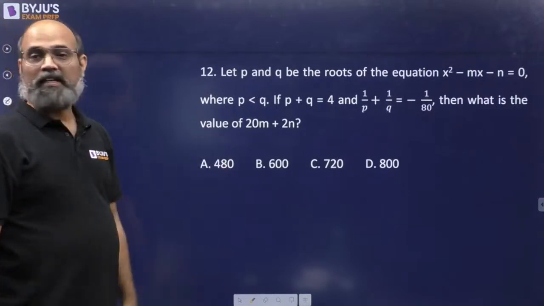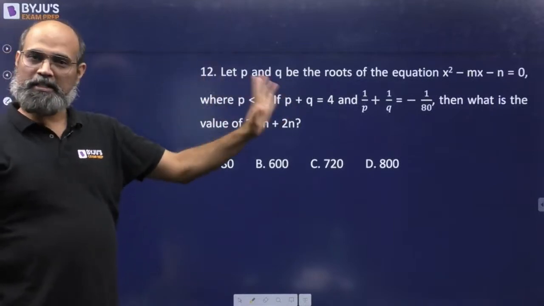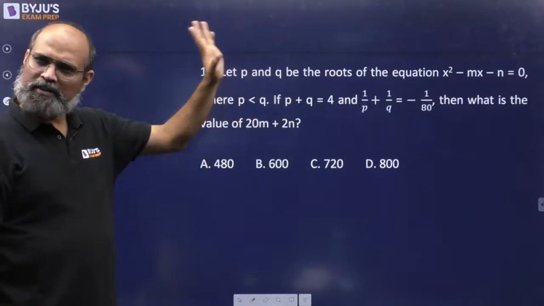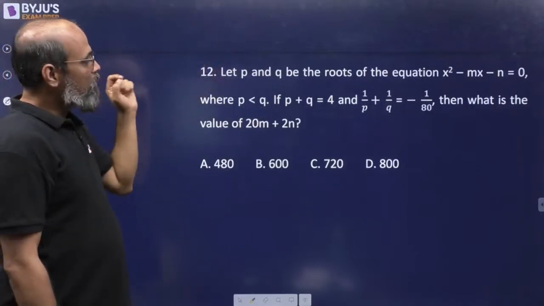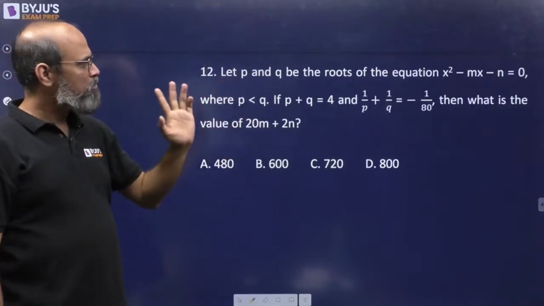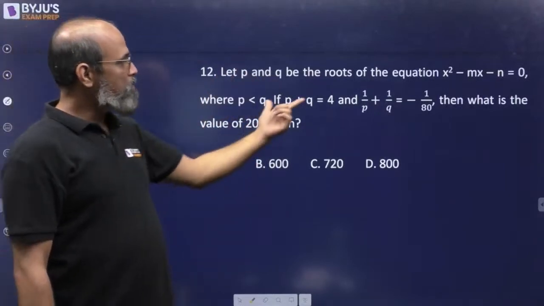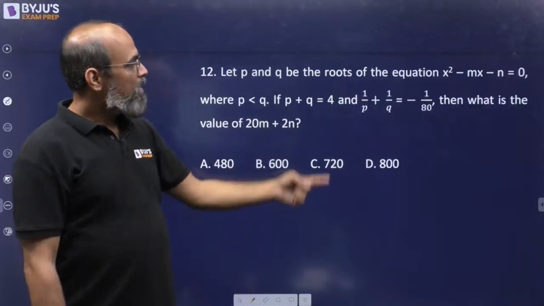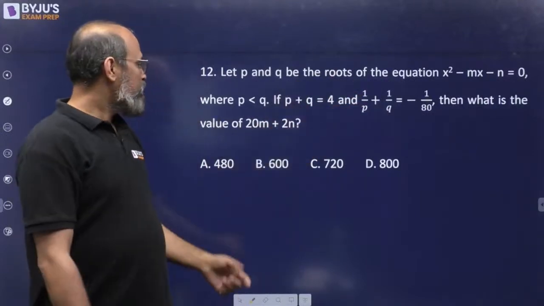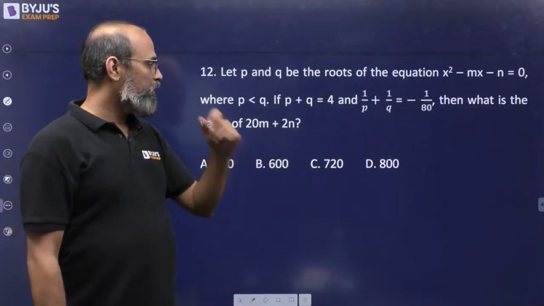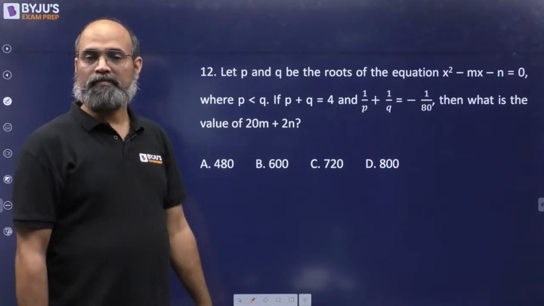Next one. Let P and Q be the roots of the equation x squared minus mx minus n. A is 1, B is minus m, C is minus n. Where P is less than Q. P and Q are two roots, and P is less than Q. If P plus Q is equal to 4 and 1 by P plus 1 by Q is equal to minus 1 by 80, then what is the value of 20m plus 2n? We have to find this.